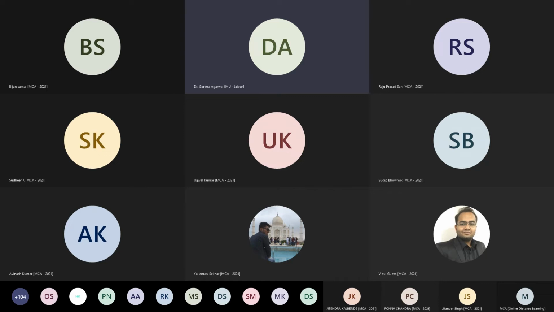Now I just open this Word file. Let me explain how we can use all the mathematical symbols, right? This is a simple Word file. You need to go to this Insert tab.